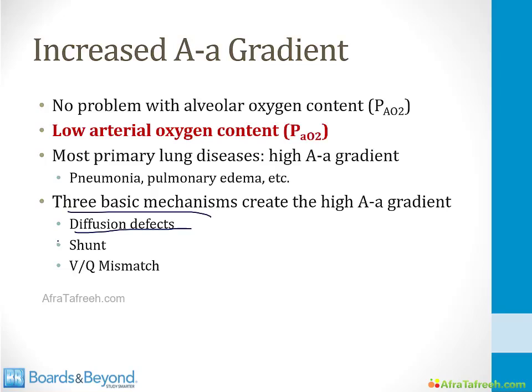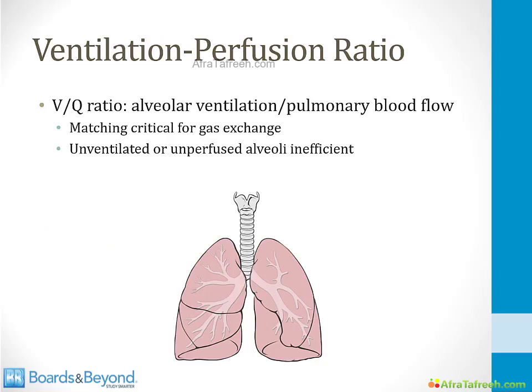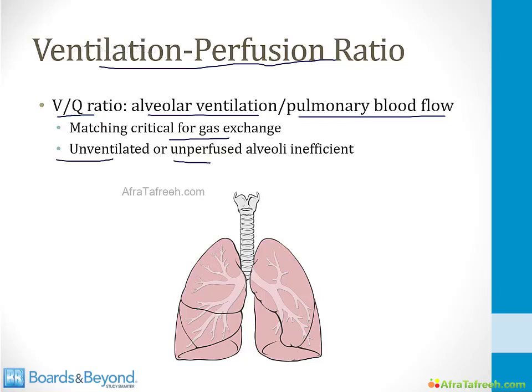Now let's talk about the last two, which are closely related, and that is shunt and VQ mismatch. In the video on ventilation and perfusion, I talk in detail about the ventilation to perfusion ratio, also called the VQ ratio. This is equal to the alveolar ventilation in liters per minute divided by the pulmonary blood flow in liters per minute. And matching of ventilation to perfusion in all portions of the lung is critical for gas exchange. If you have parts of the lung that are either underventilated or underperfused, this leads to inefficient gas exchange.